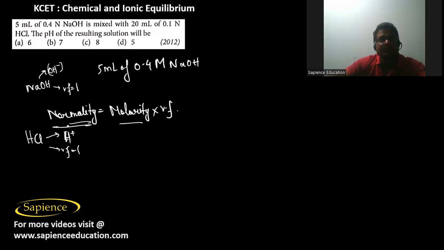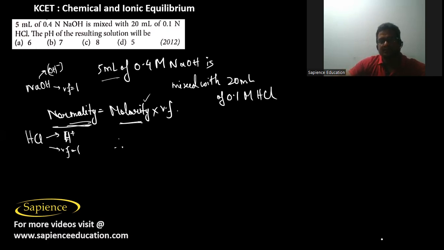So the normality of HCl will be the same as the molarity of HCl. So therefore here, 5 ml of 0.4 molar NaOH is mixed with 20 ml of 0.1 molar HCl. 0.1 normal HCl is the same as 0.1 molar HCl.